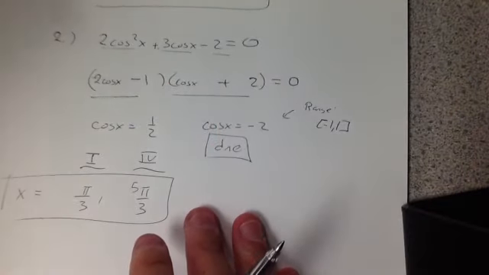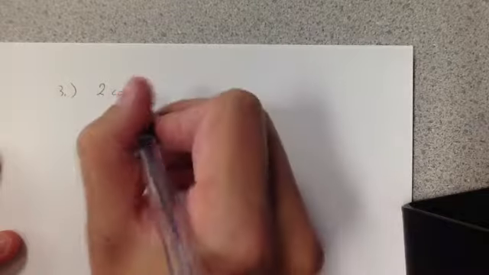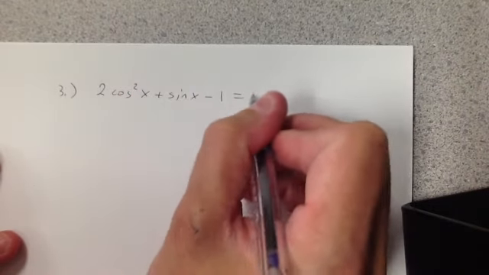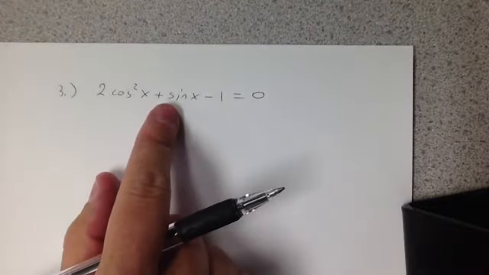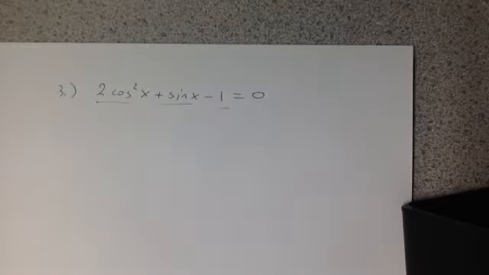All right, we're going to take a look at one more. And this is a slightly harder one here. This one you actually have to use some trig identities. This is number 3: 2 cosine squared x plus the sine of x minus 1 equals 0. Now, it looks very similar to the last one. It is a trinomial. We have 3 terms there, but we can't factor it. And the reason why is cosine and sine are different.